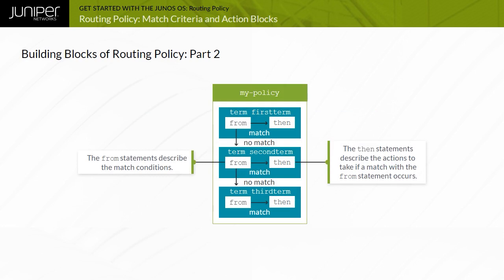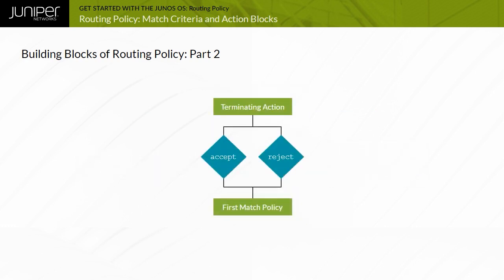If a route matches all the conditions in the from statement of a term, Junos OS executes all the actions specified in the then statement of that term, provided one of those actions is a terminating action. The evaluation of the policy stops. The actions that control the acceptance and rejection of routes, accept and reject, are terminating actions. Using these terminating actions results in a first match policy evaluation, because the software takes the specified action immediately and performs no further evaluation of the policy.